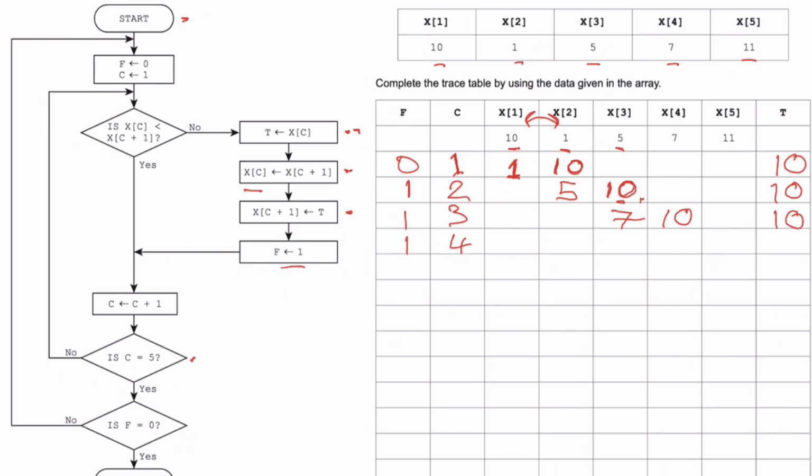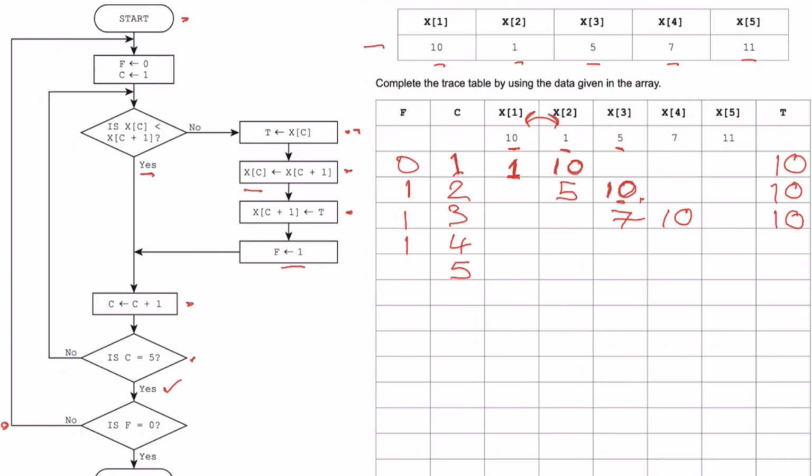Does position 4, 10, is that smaller than the value in position 5? Is it smaller than 11? Well, yes, it is. We've got the first yes. So C equals C plus 1, which is 5. Is C equaling 5? Yes, it is. Is F equaling 0? Well, no, it's not, so back onto this bit. We've gone round all the values once: 1, 2, 3, 4, 5. All the positions have gone round once.